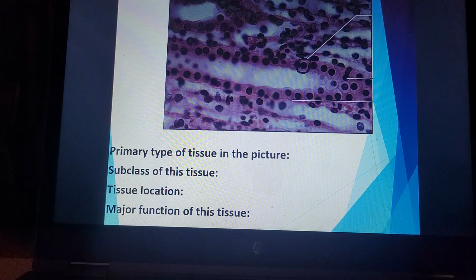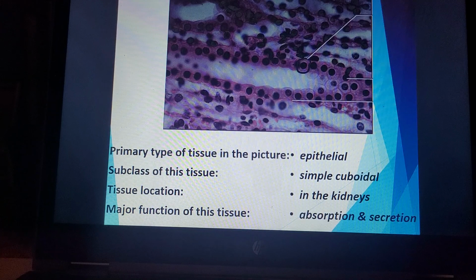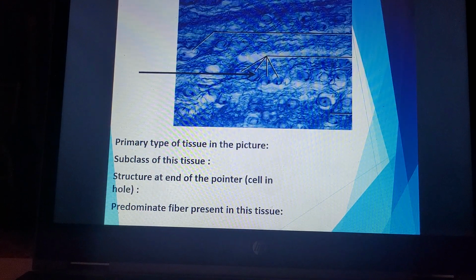Primary tissue type. Epithelial. Subclass. Simple cuboidal. Tissue location. In the kidneys. Major function of this tissue. Absorption and secretion.